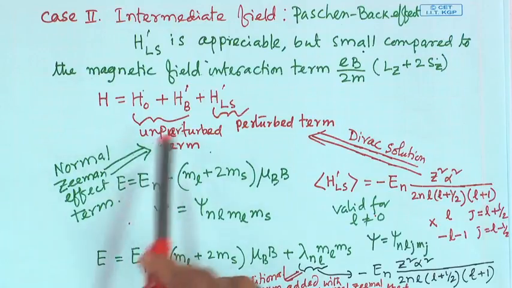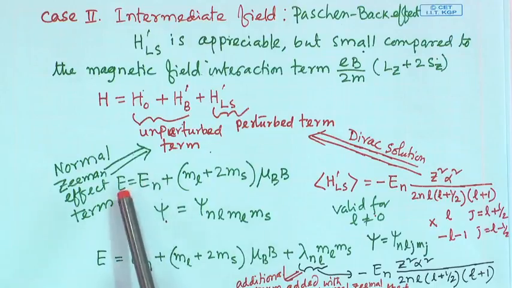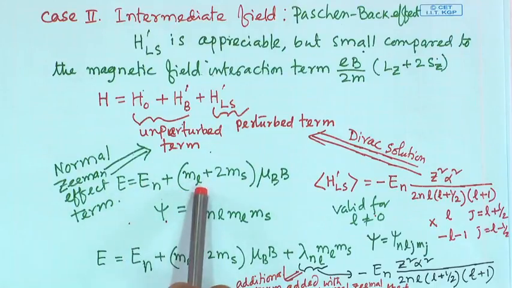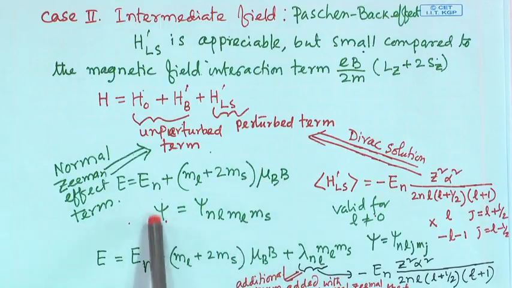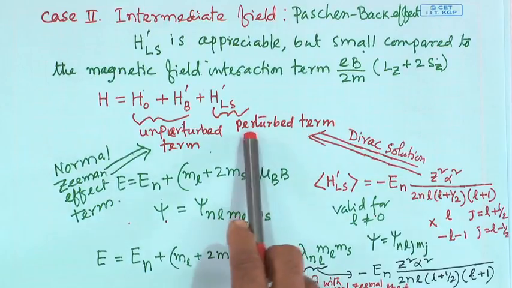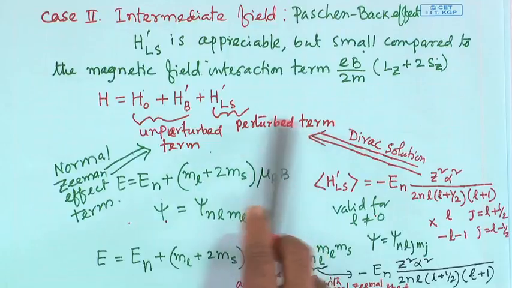So, what was the energy for that? It was E equal to E_n plus (m_l plus 2 m_s) mu_B B, and the wave function was psi equal to psi_{n l m_l m_s}. Okay. So this is the unperturbed term, and this H_LS is the perturbed term.